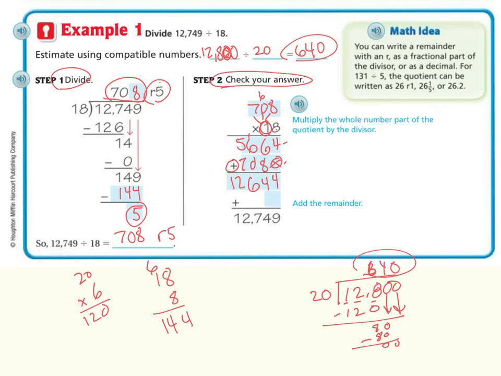And now I have to add back in my remainder, because remember there were 5 left over. And when I do that, I get 12,749, which is my starting number, so I know I have the correct answer.